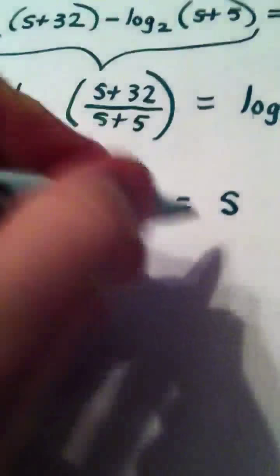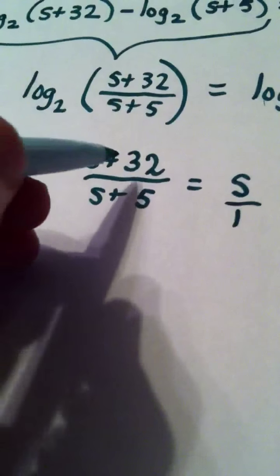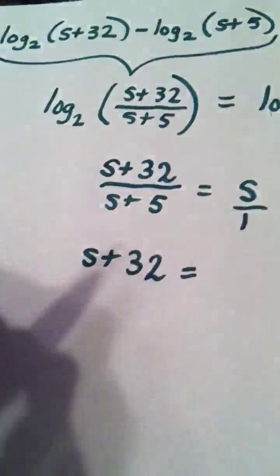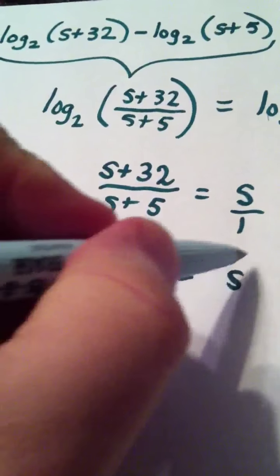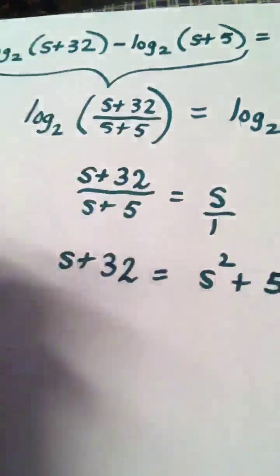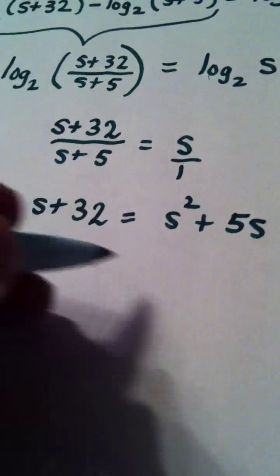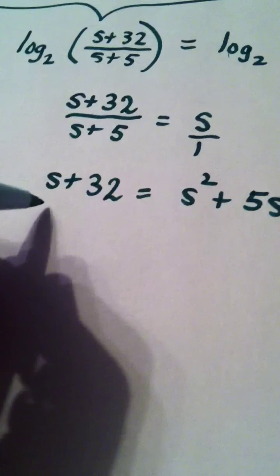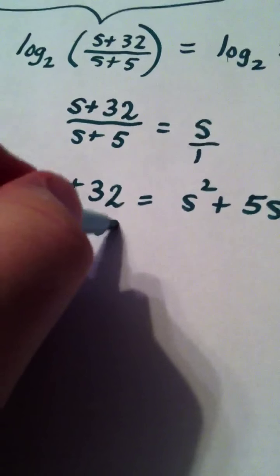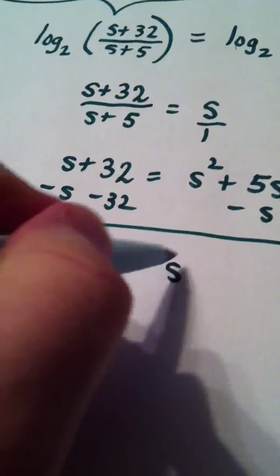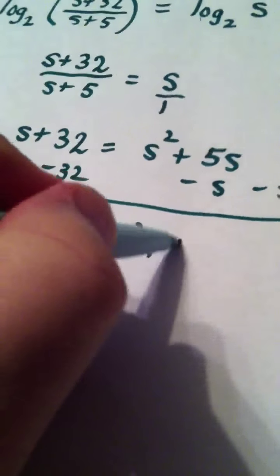I multiply, or actually I could just cross multiply. So I have s plus 32 equals, and then we cross multiply here and get s squared plus 5s. Okay, this is a quadratic equation. I'm going to set one side equal to 0. So I'm going to do minus s minus 32. Alright, and that's going to bring me down to 0 equals s squared plus 4s minus 32.